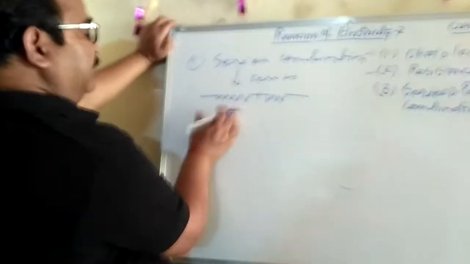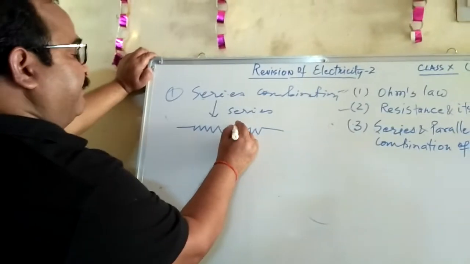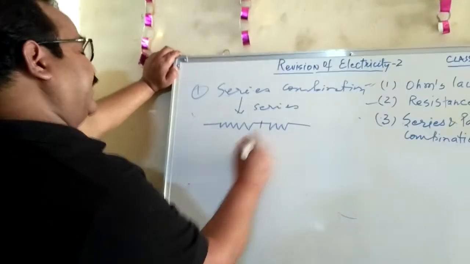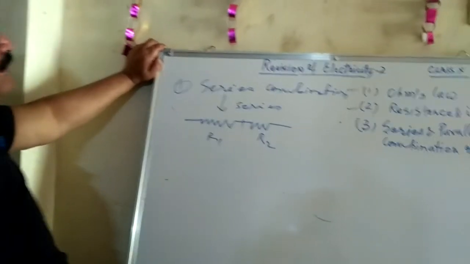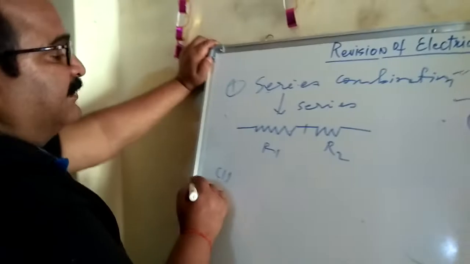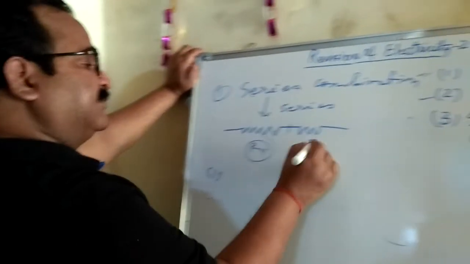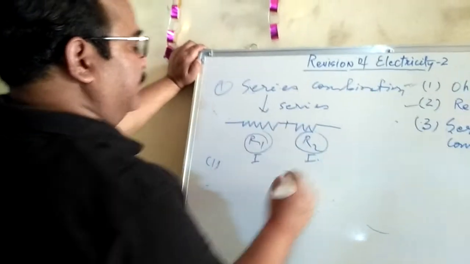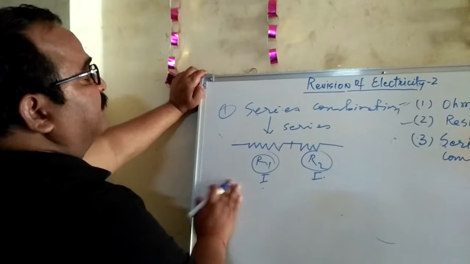If one is connected, then the other is connected to the same point of the conductor. So this is an end-to-end connection. Here are resistances R1 and R2. In a series combination, the feature of the conductor is that the current in each resistor is the same. I is the same, I is the same. The resistances are different, but I is the same in a series combination.